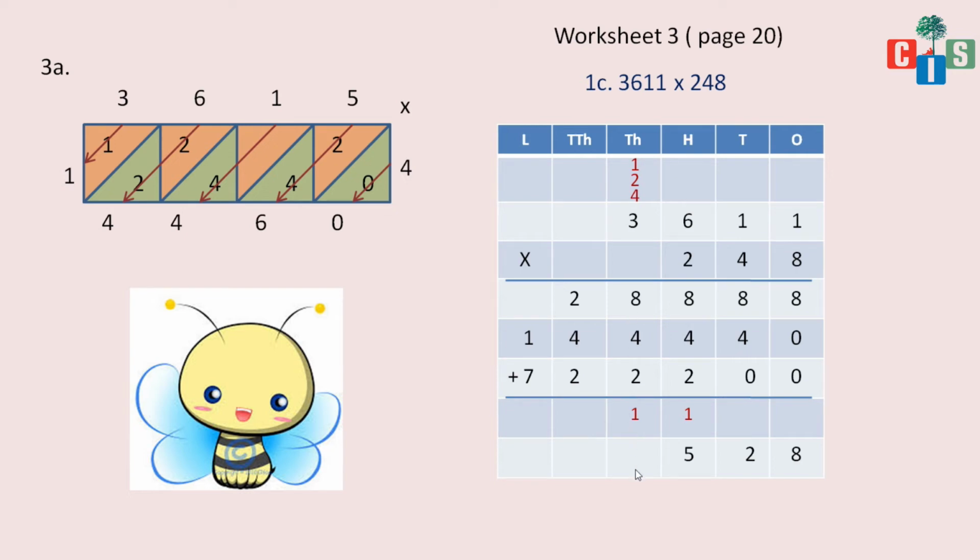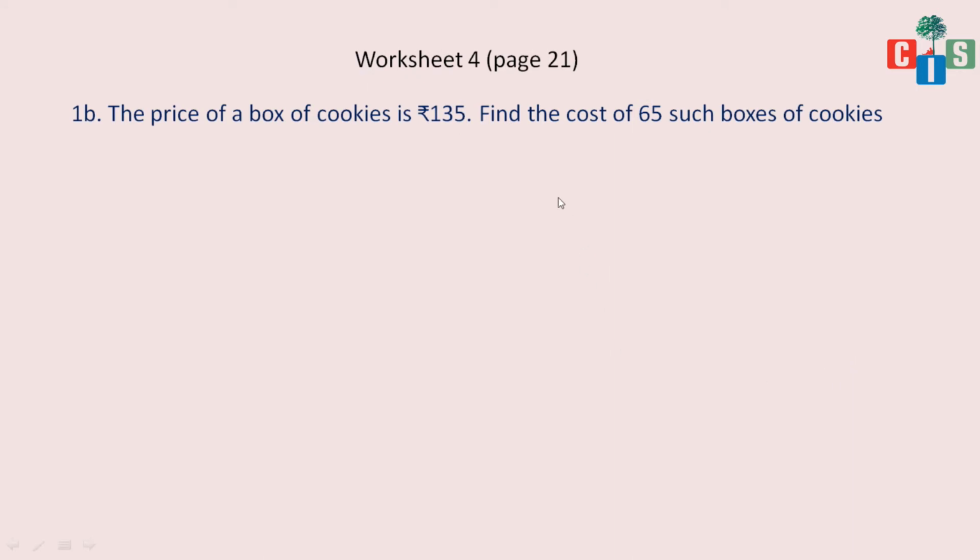So 10 plus 5 is 15. 5 and 1 carried over. 4 and 4 is 8 and 1 is 9. And 1 plus 7 will give me 8. Fine. So my answer is 8,95,528. Okay. Now moving on to the next part from page number 21, worksheet number 4.